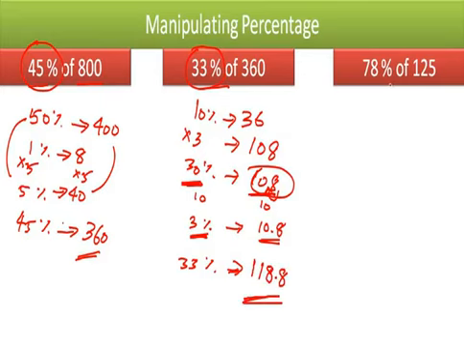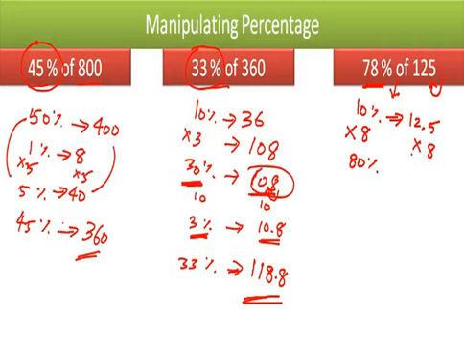Now moving on to 78% of 125. So what is 10% of 125? We shift the decimal point one place to the left. So it is 12.5, right? Now what is going to be closer to 78? 80%. So I'll times it with 8 to find out 80%. So 12.5 times 8 and that is going to be, I believe, 100.